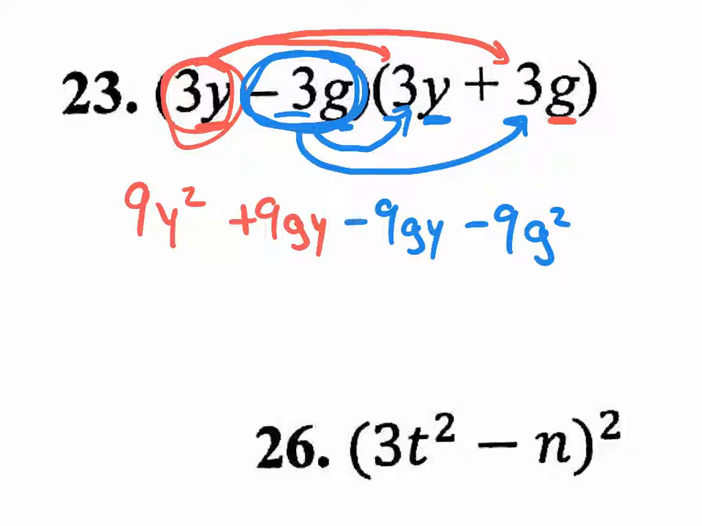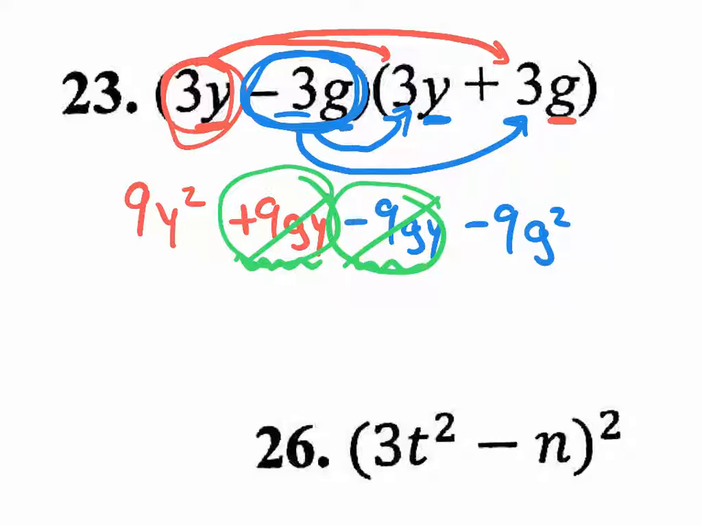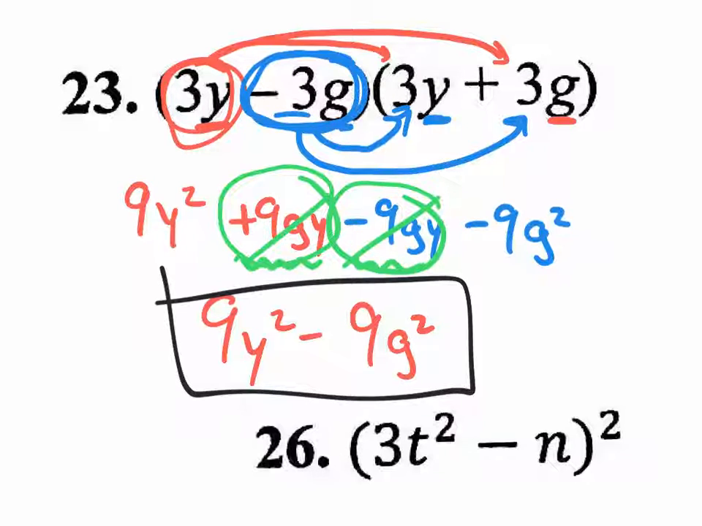All we need to do now is combine like terms, the ones that are in the middle. And as you probably already noticed, all the terms are either going to cancel out or they're going to double, right? Because these are the special cases. But like I said, I want you to actually think about it because it'll help you get prepared for the next section. When you combine a positive 9gy with a negative 9gy, they cancel out. So what do we have left? We have 9y squared minus 9g squared. And that's it.